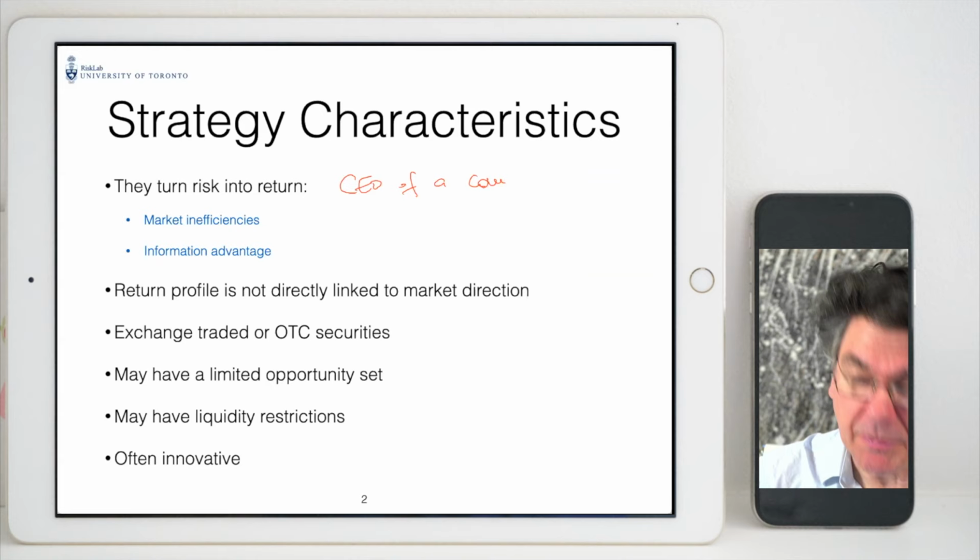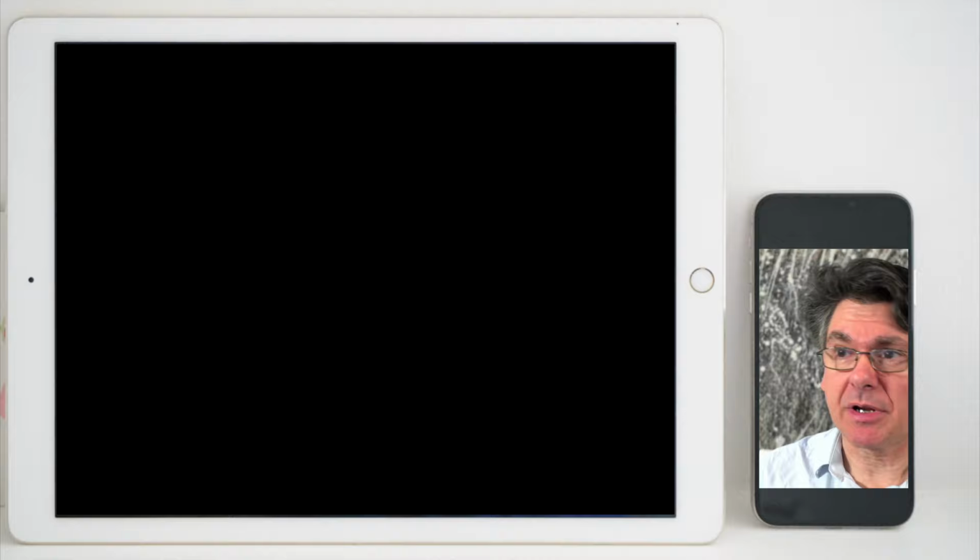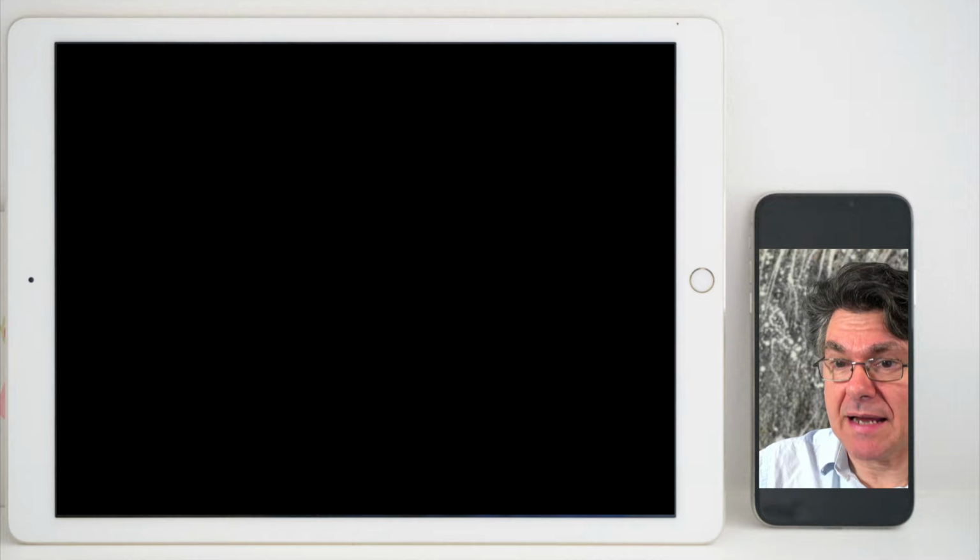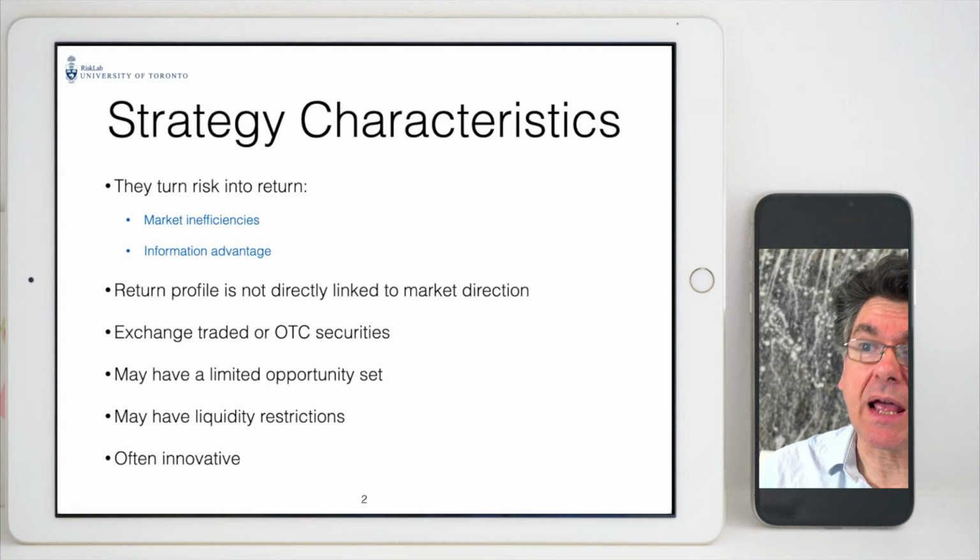Oftentimes, what happens is that the people who run companies, they can trade the stock of the company, but they have to go through a process. They have to ask for permission. They have to make some filings. Okay, that's not what I refer to when I say that there's an information advantage. An information advantage means that you know something which others don't, and you are allowed to use it.